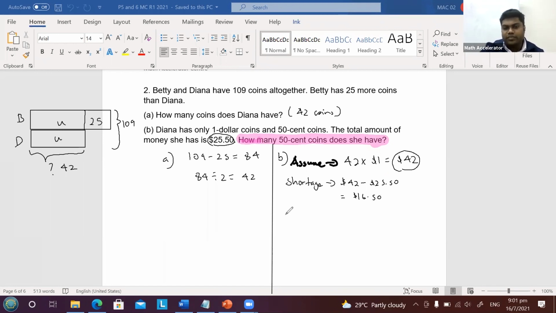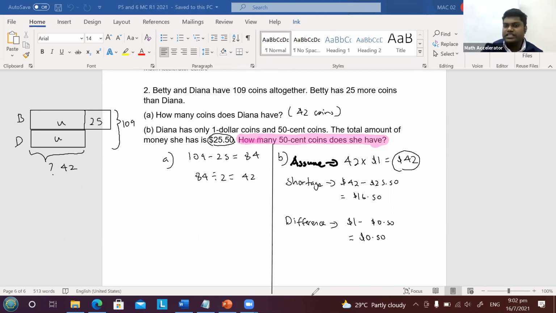Now your third step, difference. Write down. What does difference mean in this case? It is the difference between one of each. Just $1 coin and 50-cent coin, right? Just take $1 minus 50 cents. So this is 50 cents.